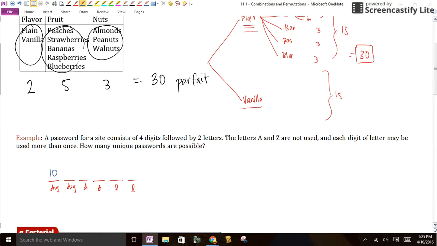Now, they said I could use them more than once. So I could have 0, 0, 0, that's cool, or 1, 1, 1, or 1, 1, 2, 2 is fine. So guess what? There's 10 digits for each one. Each one I have 0 through 9.